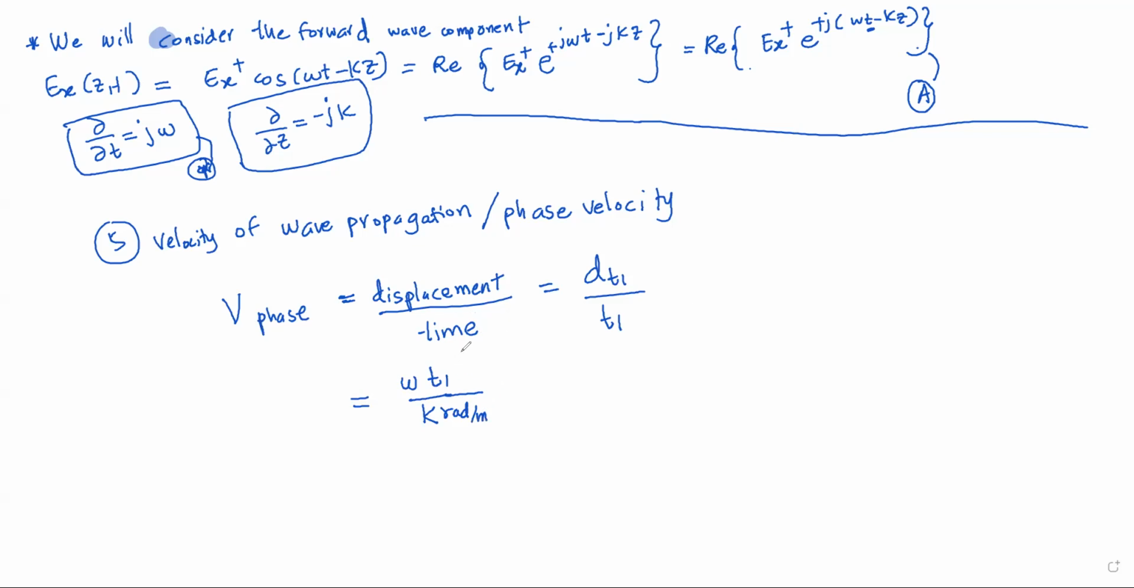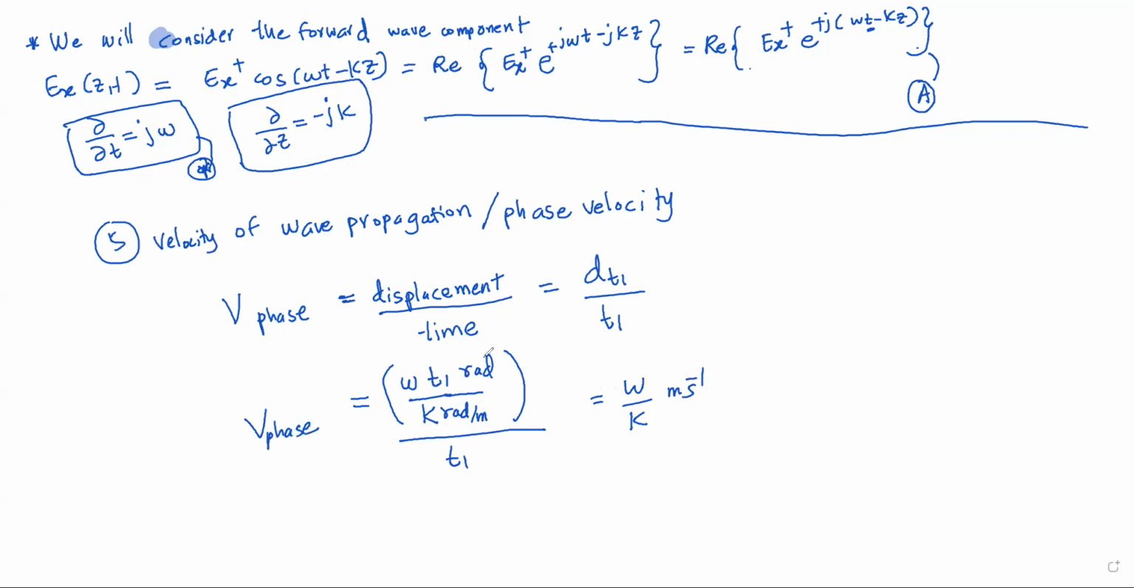I will explain that further. Once I have this equation, I can find the displacement using this ratio, omega t1 over k. Using that, I can find the displacement in terms of meters. Then I divide it by the time duration of consideration. Using that ratio, omega over k, I can find the velocity of the wave in meters per second.